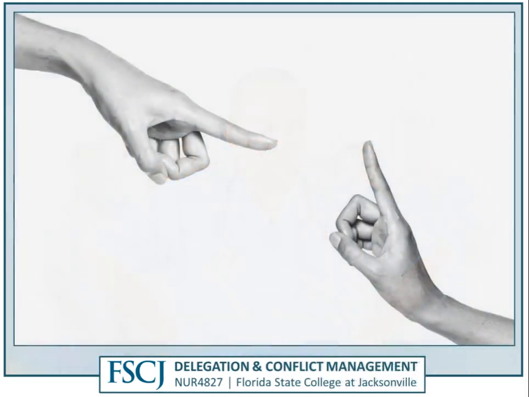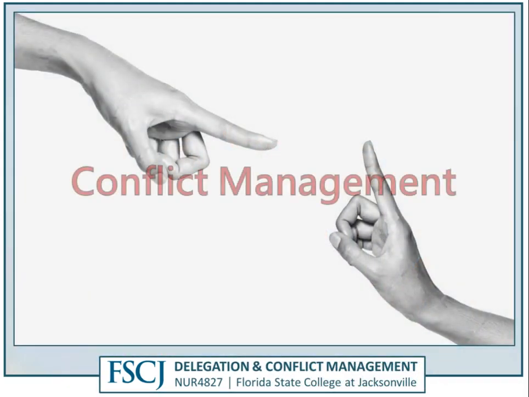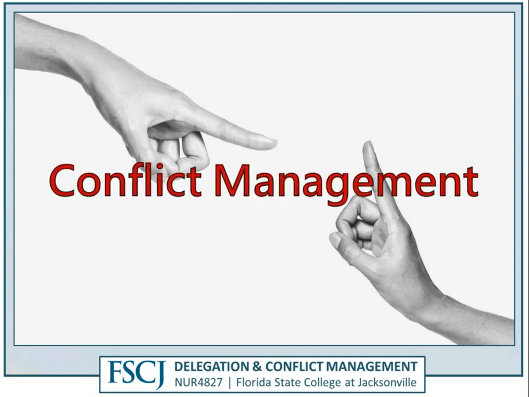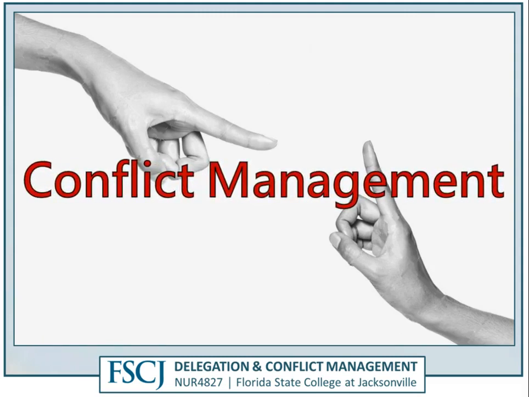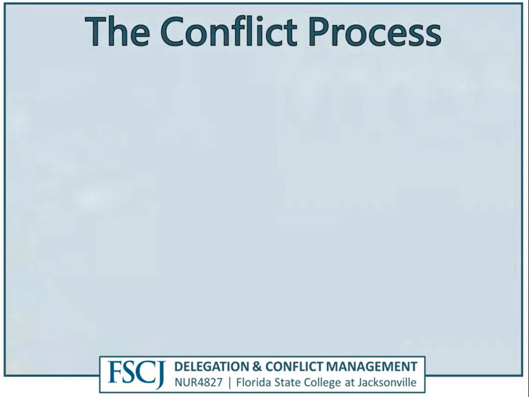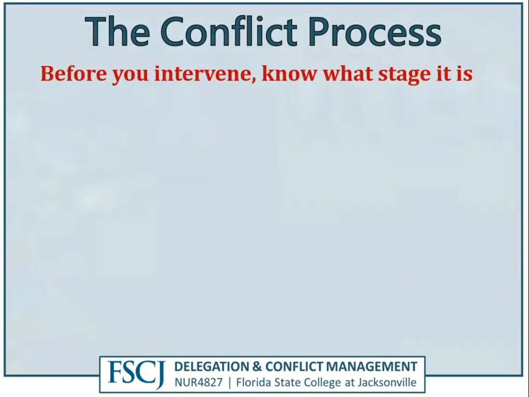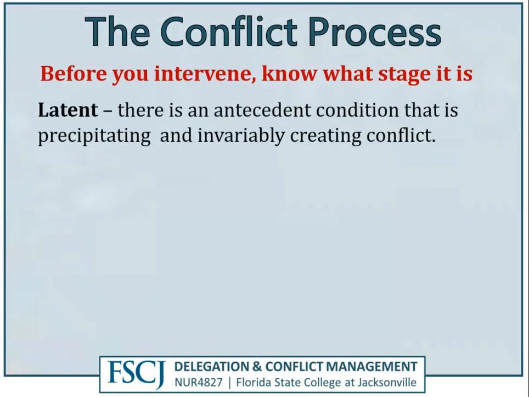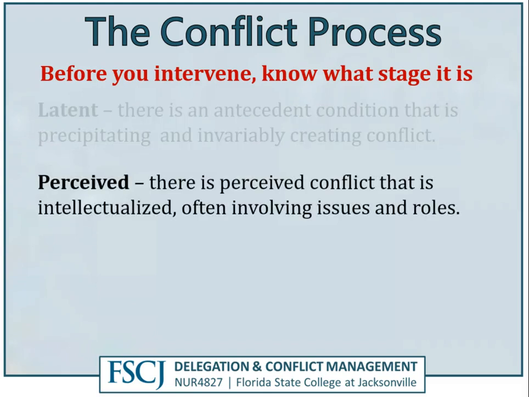But before we begin to resolve a conflict, it is important to understand conflict management and to know the stages of the conflict process. The conflict process details 4 stages. The first, or antecedent stage, is called the latent stage. There's usually an organizational situation or precipitating event that is driving or causing the conflict, such as a staffing shortage or operational change.